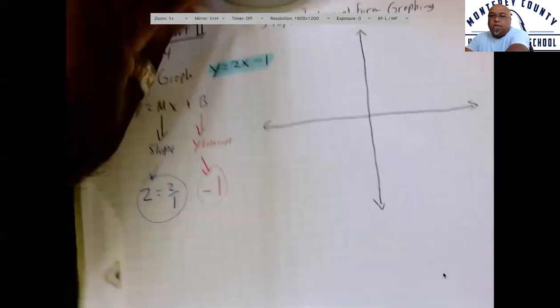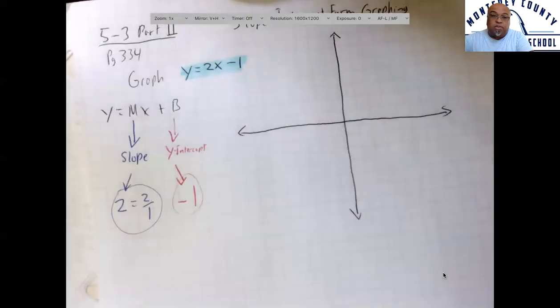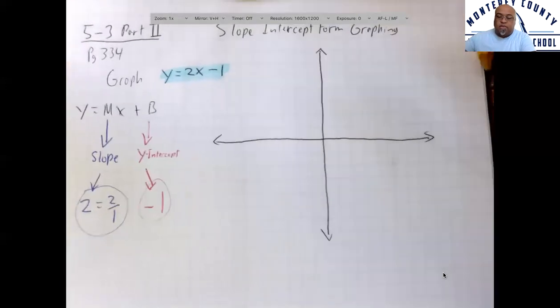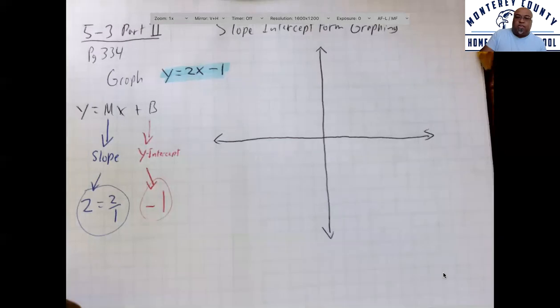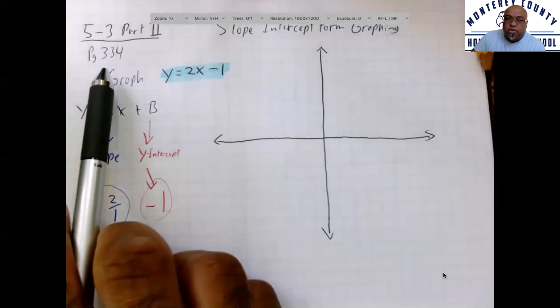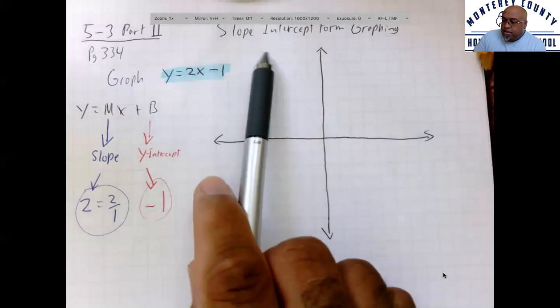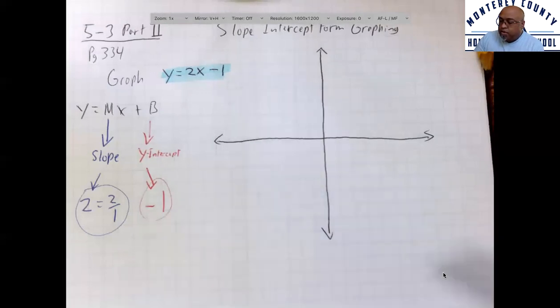Okay, if you look in your book, and I know we're just doing this by videos, but I highly encourage students to look in the books too, not just to listen to me and do homework. Not that there's anything wrong with listening to me and doing homework, but it's on page 334. Now, today's question is, how do you graph with slope-intercept form?